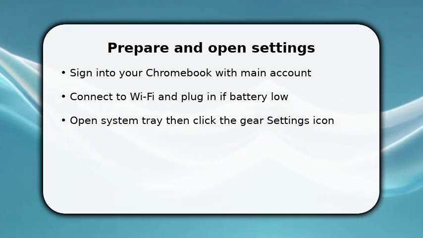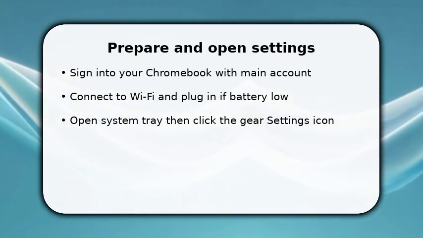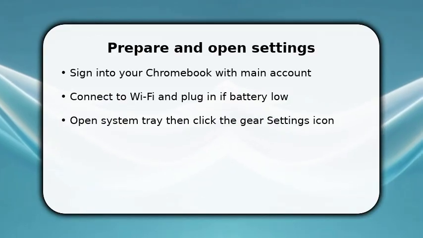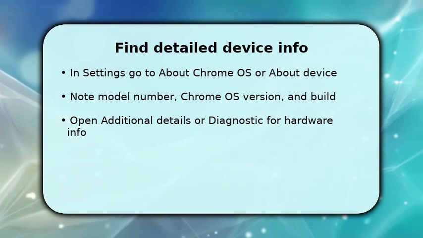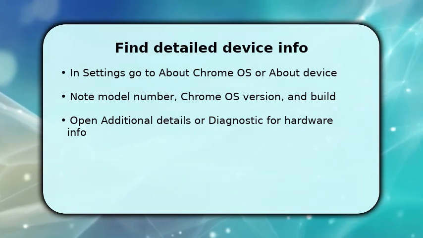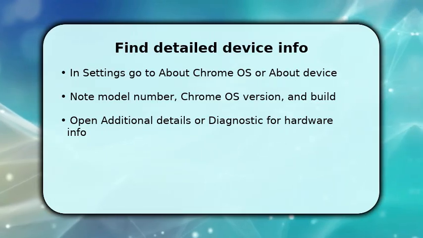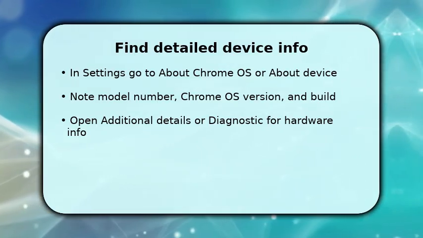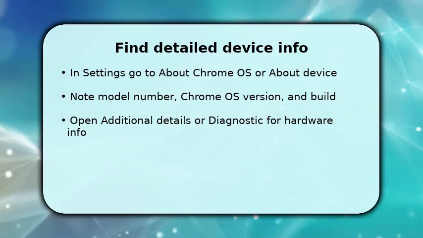The Settings app leads to device details and system info, so don't waste time navigating elsewhere. Once in Settings, scroll to About Chrome OS or About Device to reveal model and OS data. This is where the how and why matter. You'll see the model name, model number, Chrome OS version, and build.